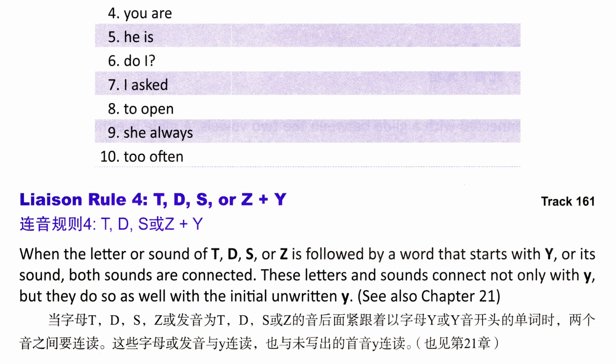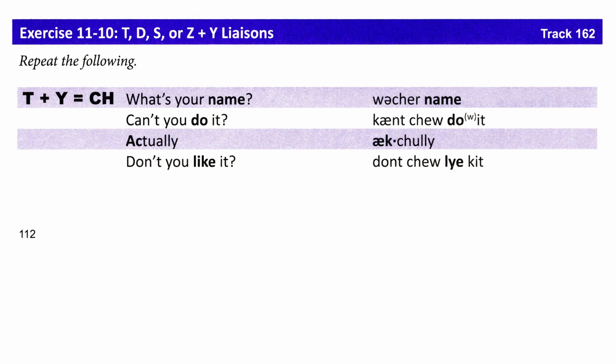Liaison Rule 4. T, D, S, or Z plus Y. When the letter or sound of T, D, S, or Z is followed by a word that starts with Y, or its sound, both sounds are connected. These letters and sounds connect not only with Y, but they do so as well with the initial unwritten Y. Exercise 11-10. T, D, S, or Z plus Y liaisons.